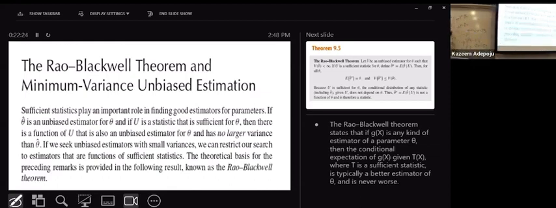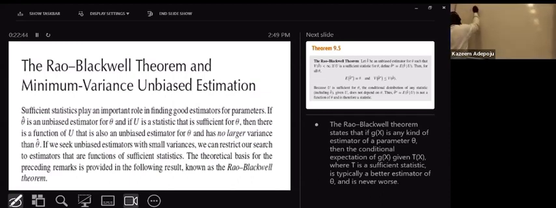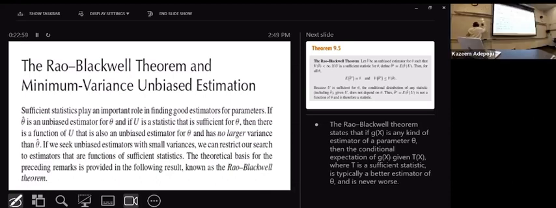What are we trying to say? There was a paper in 1945 by C.R. Rao and another article in 1947 by David Blackwell. C.R. Rao in 1945 released an article called Information and Accuracy Attainable in the Estimation of Statistical Parameters. You can check on this paper. It was published in 1945 by C.R. Rao in the Calcutta Bulletin of Mathematical Society.